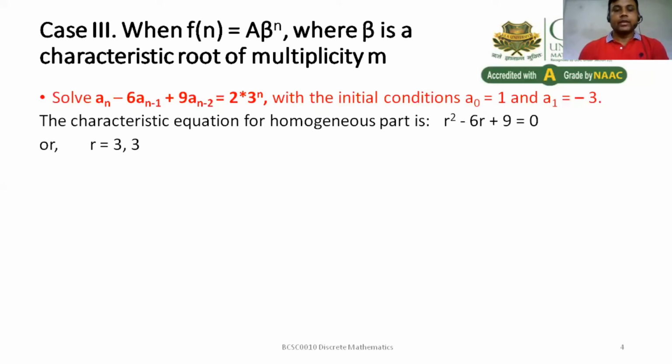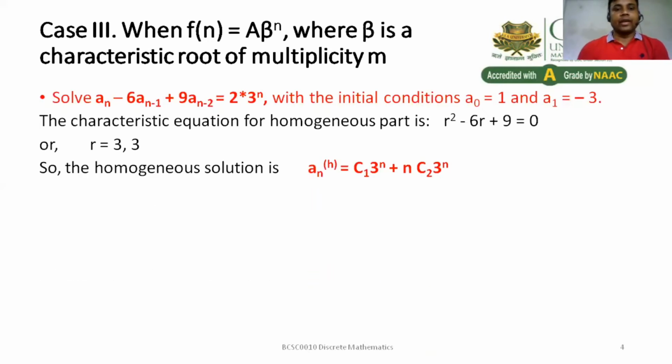Since 3 is a characteristic root of multiplicity 2, we can write the homogeneous solution as an h equals c1 3 to power n plus c2 n into 3 to power n, where c1 and c2 are constants, and here we have multiplied with n because root 3 is being repeated.